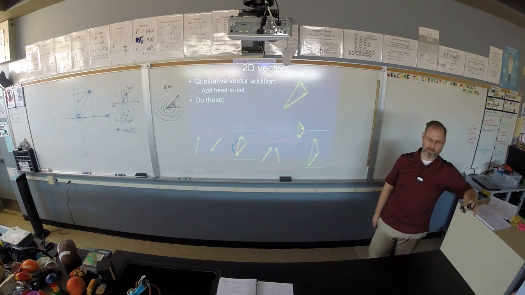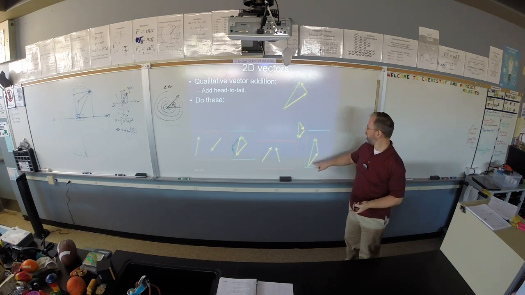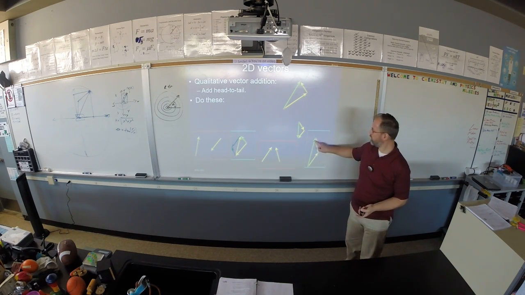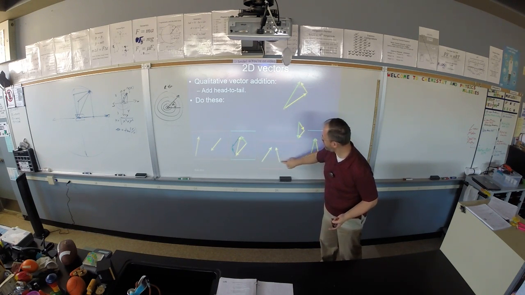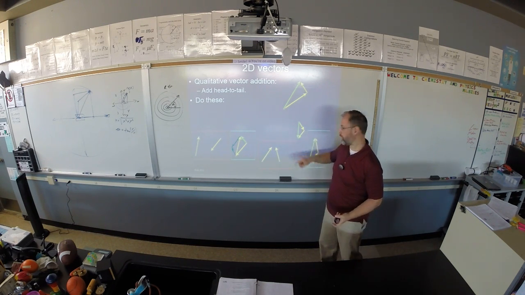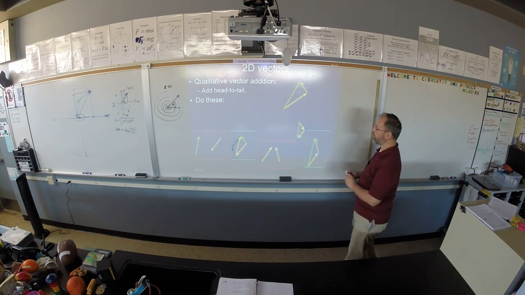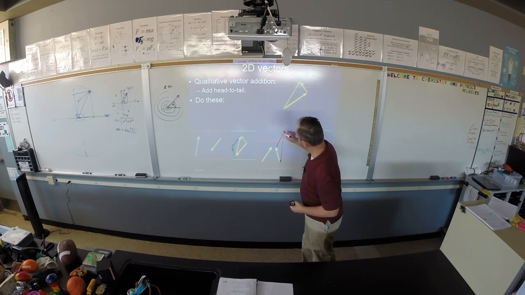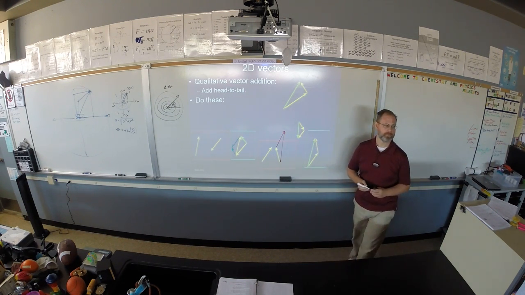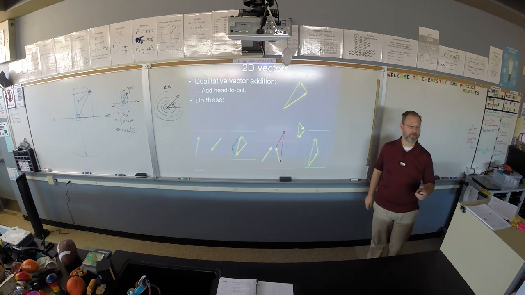No, it can't go down, because regardless of the order, if you start here, you end here. If this one's put up here, you'll start here and end here. So regardless of the order in which you add them, as long as you add them head to tail, your first vector is going to start down here where you started and end up here where you ended. Other questions?